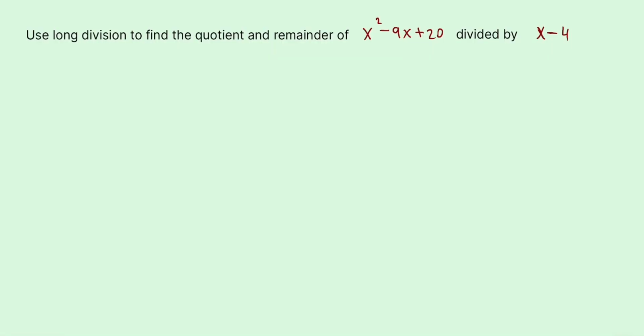In this video, we will learn to perform long polynomial division through examples. In this example, we will use long division to find the quotient and remainder of x squared minus 9x plus 20 divided by x minus 4.